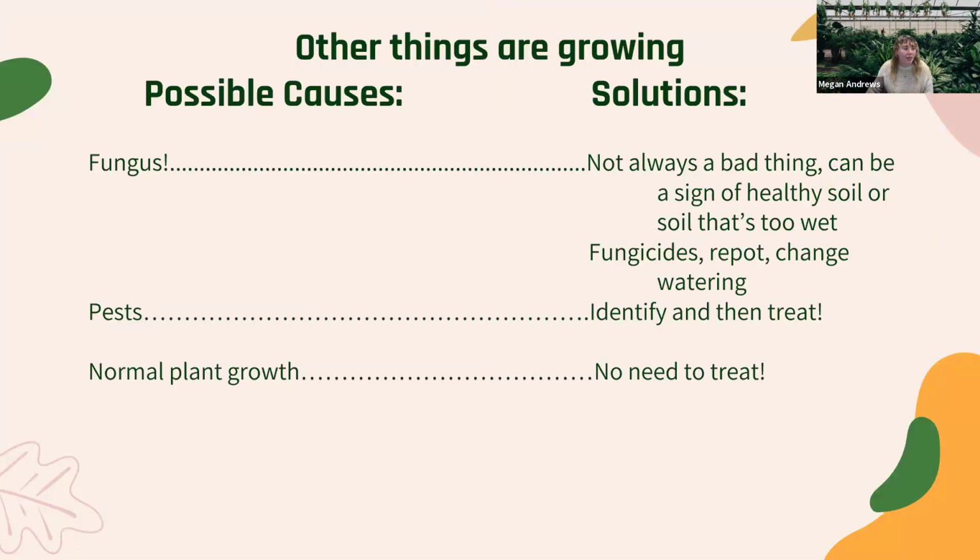Okay, so what if other things are growing in your soil? Like, oh no, what am I going to do? If it's fungus, such as a mushroom that you can physically see, it's not always a bad thing. It can be a sign that you have really healthy soil. It could also mean your soil's a bit too wet, too moist. You might have too much moss in there or something that's holding onto the moisture for too long. If you are worried about fungus, you can use fungicides, repot, and change your watering schedule. It could be pests, or it could also be normal plant growth. We'll go through some examples of this.